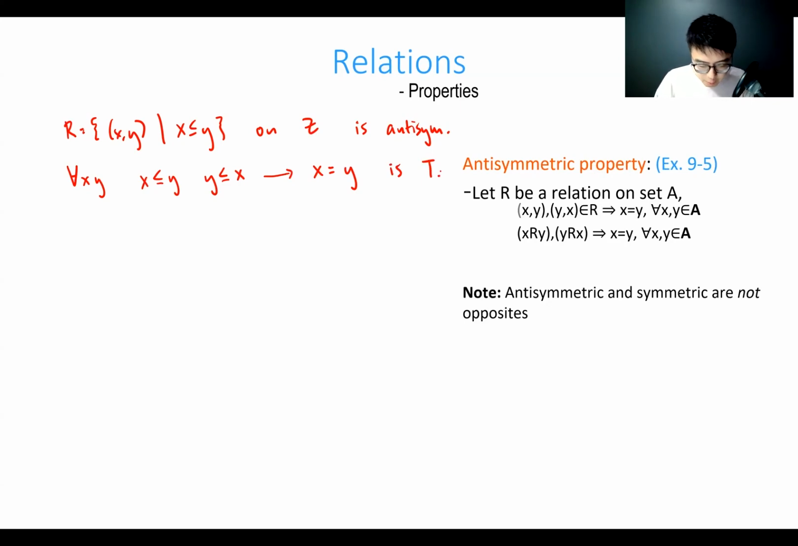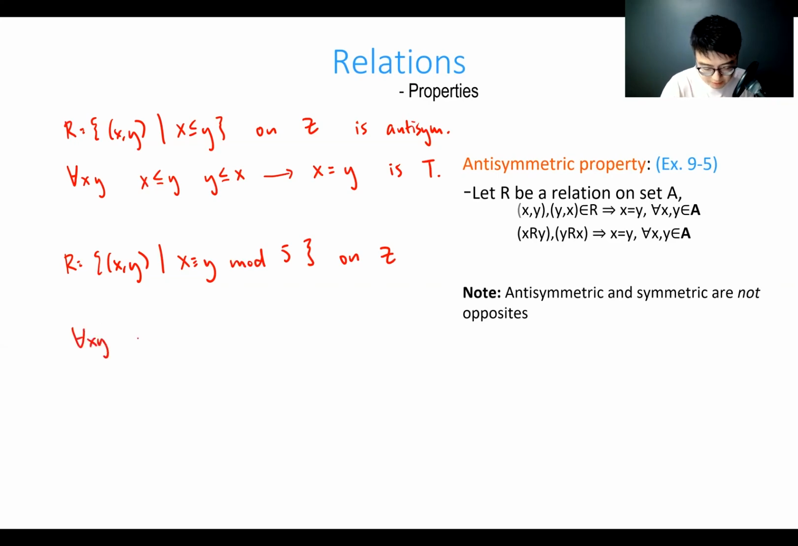All right. What about a counterexample? Let's take a look at another relation, the one that we had before: (x, y) such that x is congruent to y mod 5. Again, this one is on Z. So can we say this is antisymmetric? Well, let's look at the definition. For all x, y, if x is related to y and y is related to x, does that guarantee that x equals y? Well, you can see that obviously this is not going to be true.